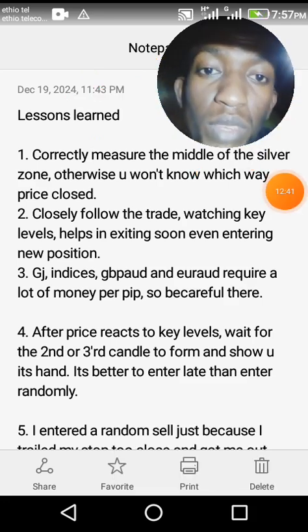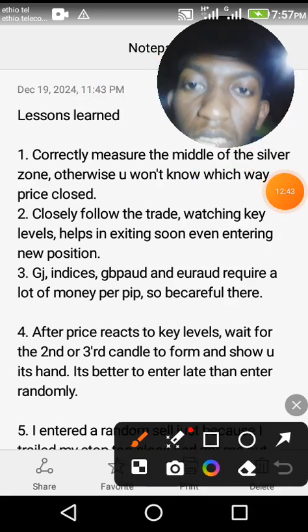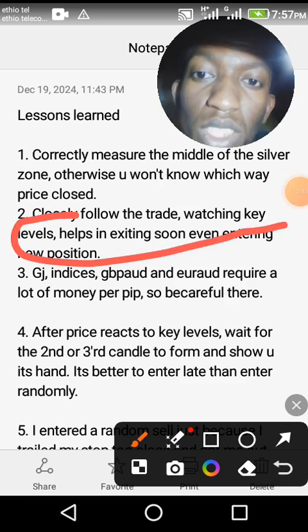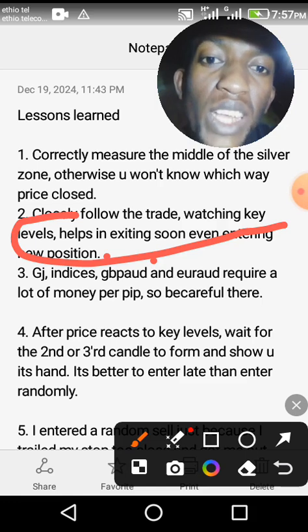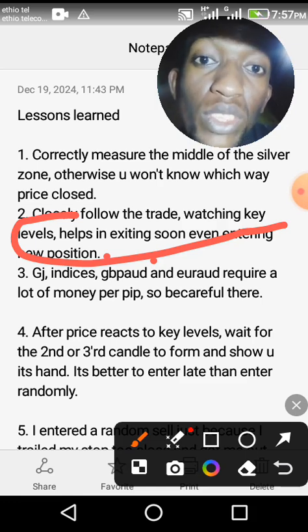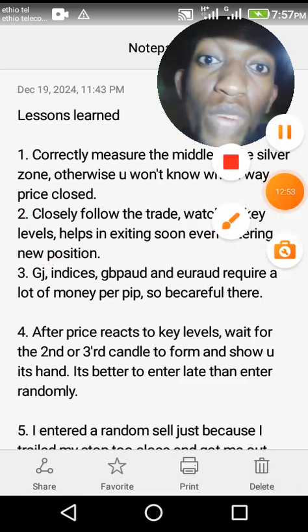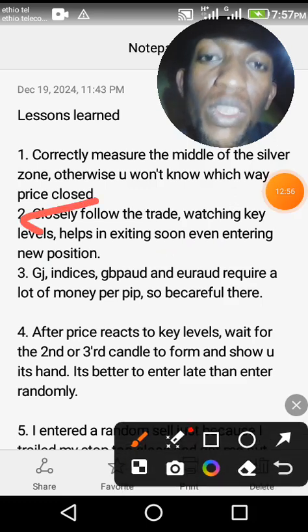So we want to be careful there, around there. And next, closely follow the trade, watching key levels. Help us in exiting soon, and then even entering a new position in the new direction. That's right. You want to watch what the price is doing.